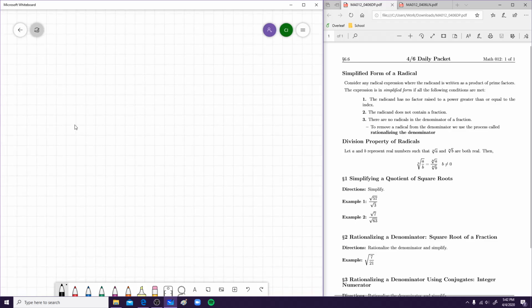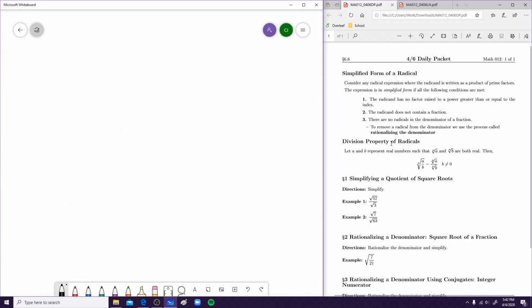One last thing before we get into our examples, let's talk about the division property of radicals. The division property is pretty much just like the multiplication property. The only difference is that we're dividing instead of multiplying. Let me read it out. Let A and B represent real numbers such that the nth root of A and the nth root of B are both real. This statement is still true for division. Then the nth root of A over B is equal to the nth root of A over the nth root of B, where B is not equal to 0. Why can't B be 0? Because if it's 0, then you'll get a 0 in the denominator, and that's a big no-no, right?